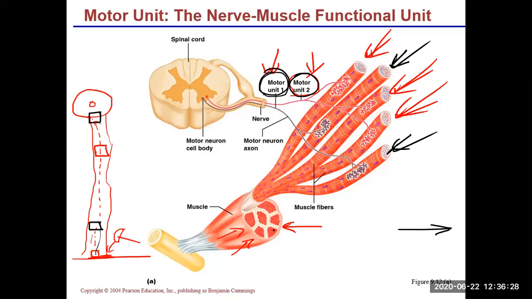Motor unit 1, 2, 3, 4, 5, all stimulating your muscle. If you ever watch weightlifting on TV, you notice they try to recruit all their muscles before they lift up huge weights, sometimes a lot more than their body weight, all the way on top of their head. That's really amazing.